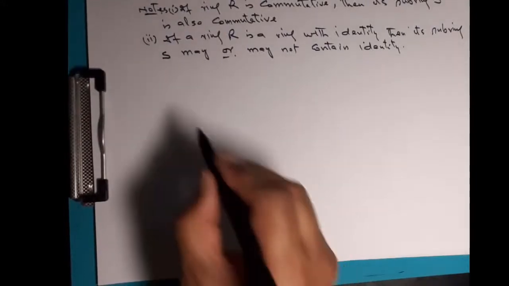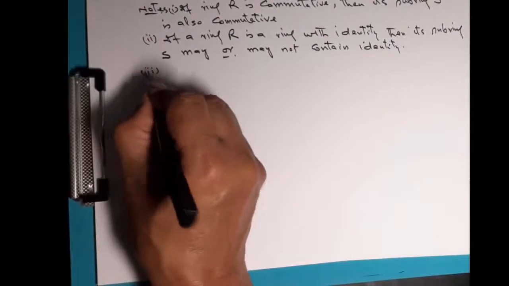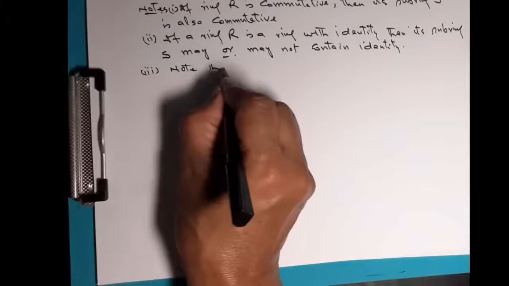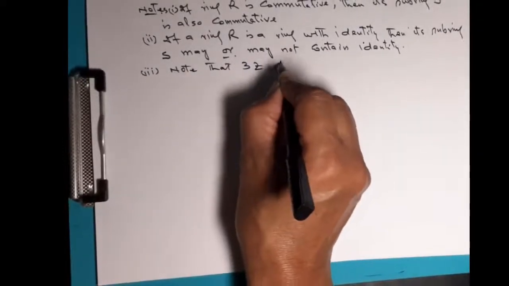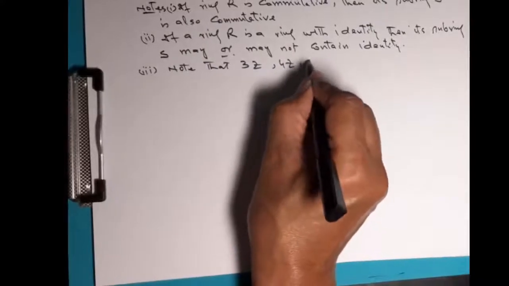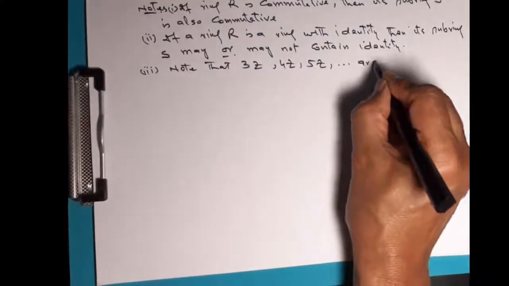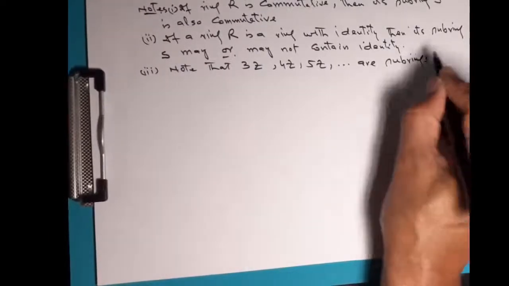You can also note that 3Z, 4Z, 5Z, and so on, are subrings of Z, and none of these subrings contain multiplicative identity.